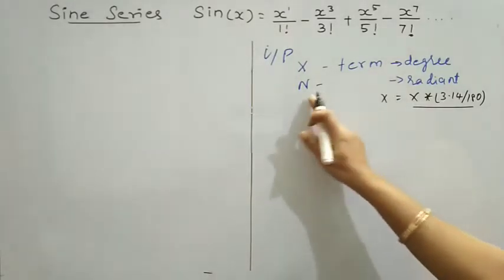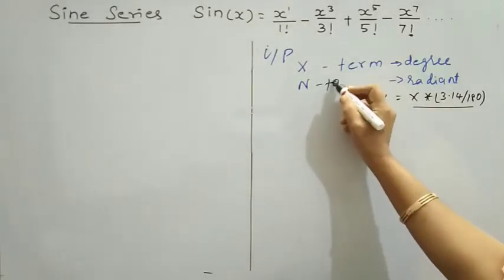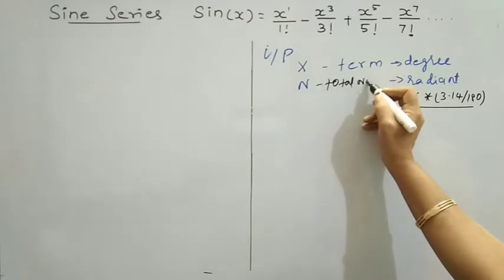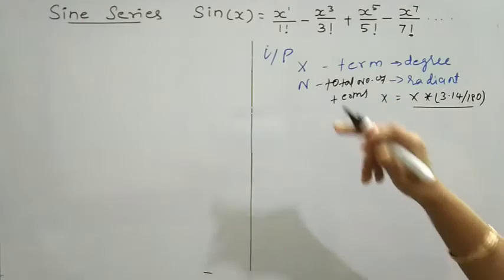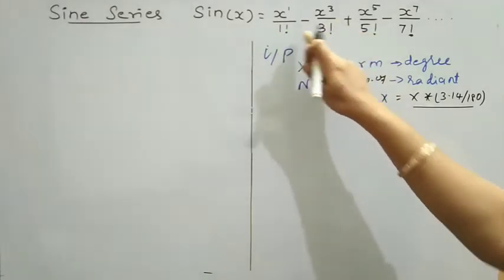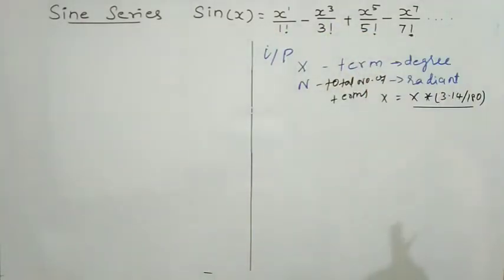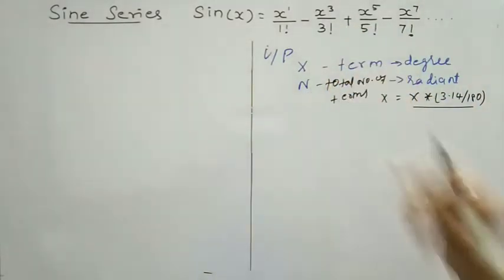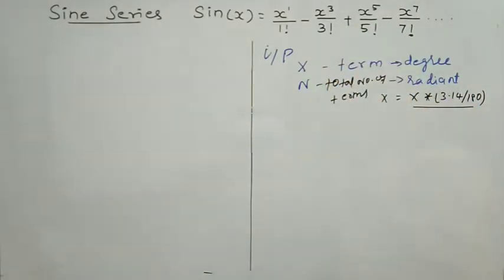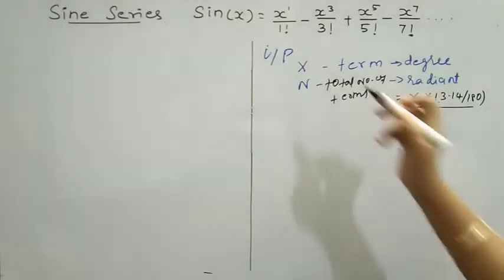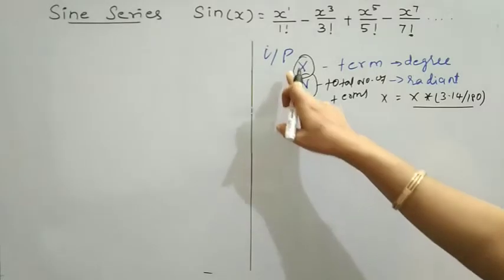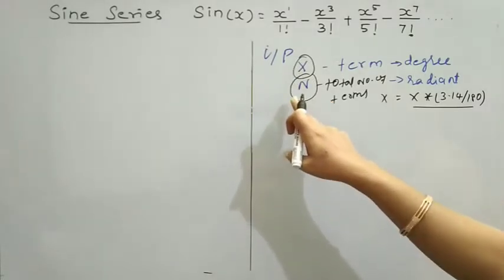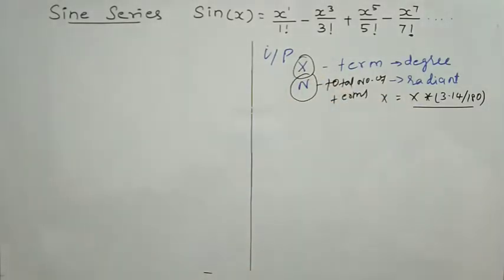Then next one is n. n is the total number of terms in a series. Totally I have 1, 2, 3 and 4 terms. Up to this, if I want to calculate, I have 4 terms. In that case, n will be 4. That is the total number of terms in the series. So x is my input and n is my input. The data type of x is float. The data type of n is integer.